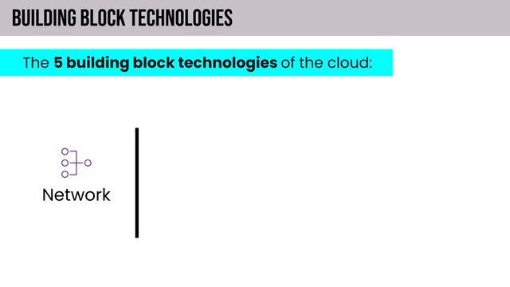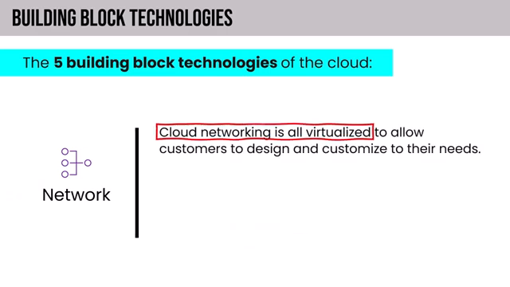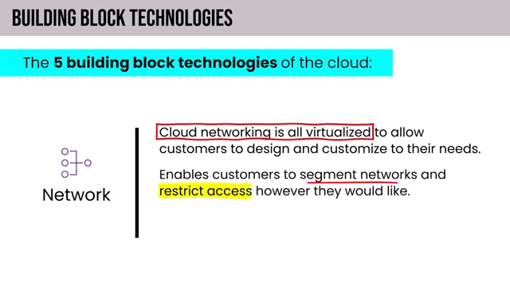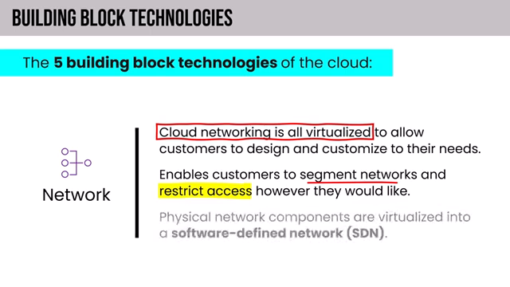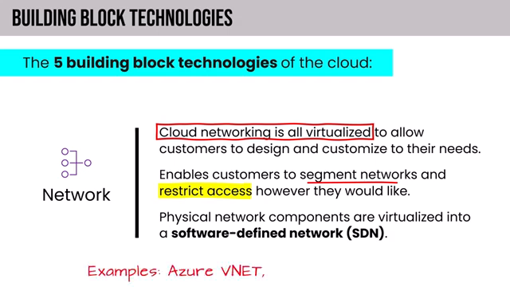Let's talk about the basics of network. Networking in the cloud is all virtualized to allow customers to design and customize the network to their needs. This enables customers to segment networks and restrict access however they'd like, implementing preferably a zero-trust network architecture. Physical network components are virtualized into a software-defined network, or SDN. Examples in major CSPs include VNet in Azure and VPC in AWS and Google Cloud Platform.